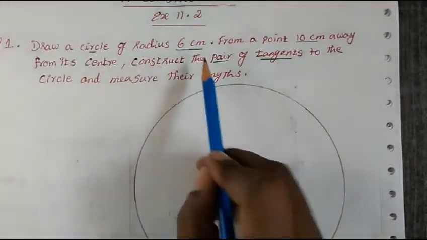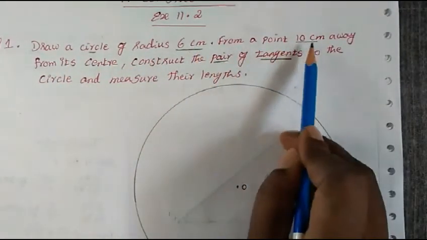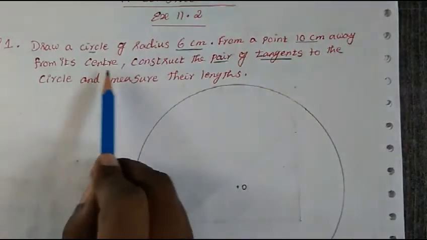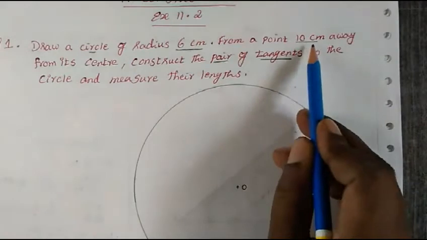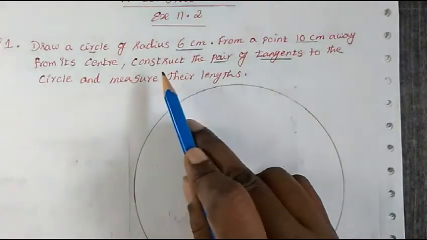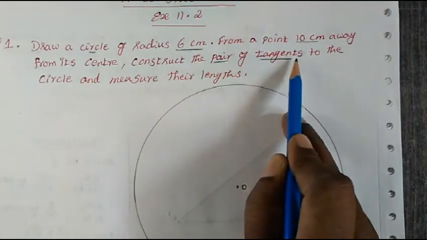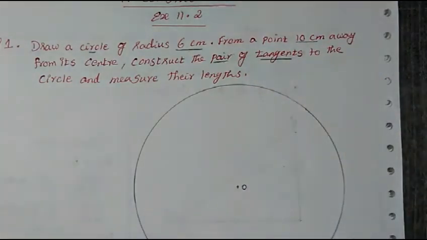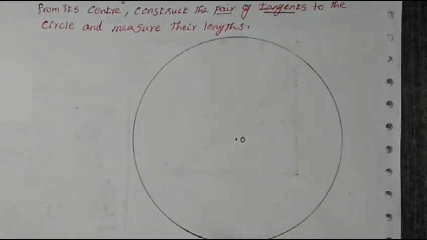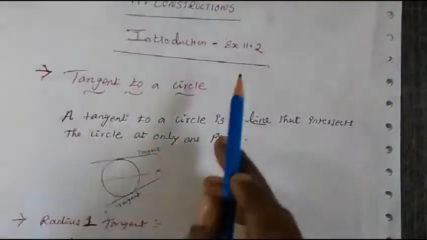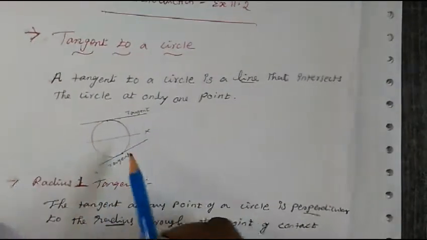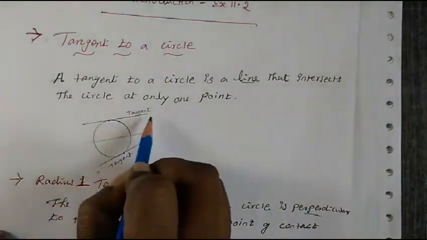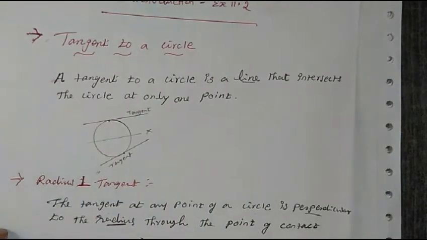Next, draw a circle of radius 6 centimeter and from a point 10 centimeter away from its center, construct a pair of tangents. So this is the center. So how to construct a tangent? I explained to you what a tangent is in the introduction part. On the circle, you have to draw a line that intersects the circle at only one point.